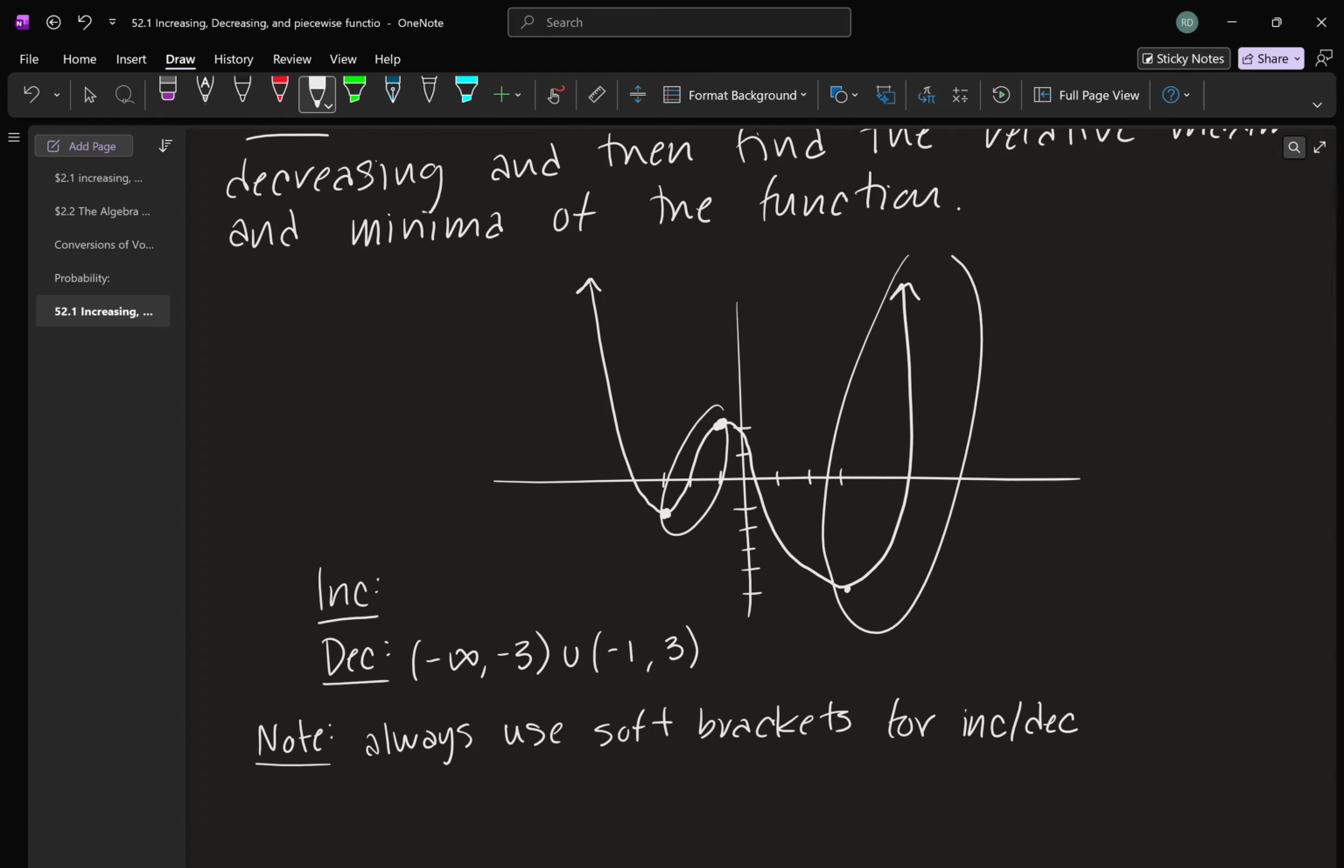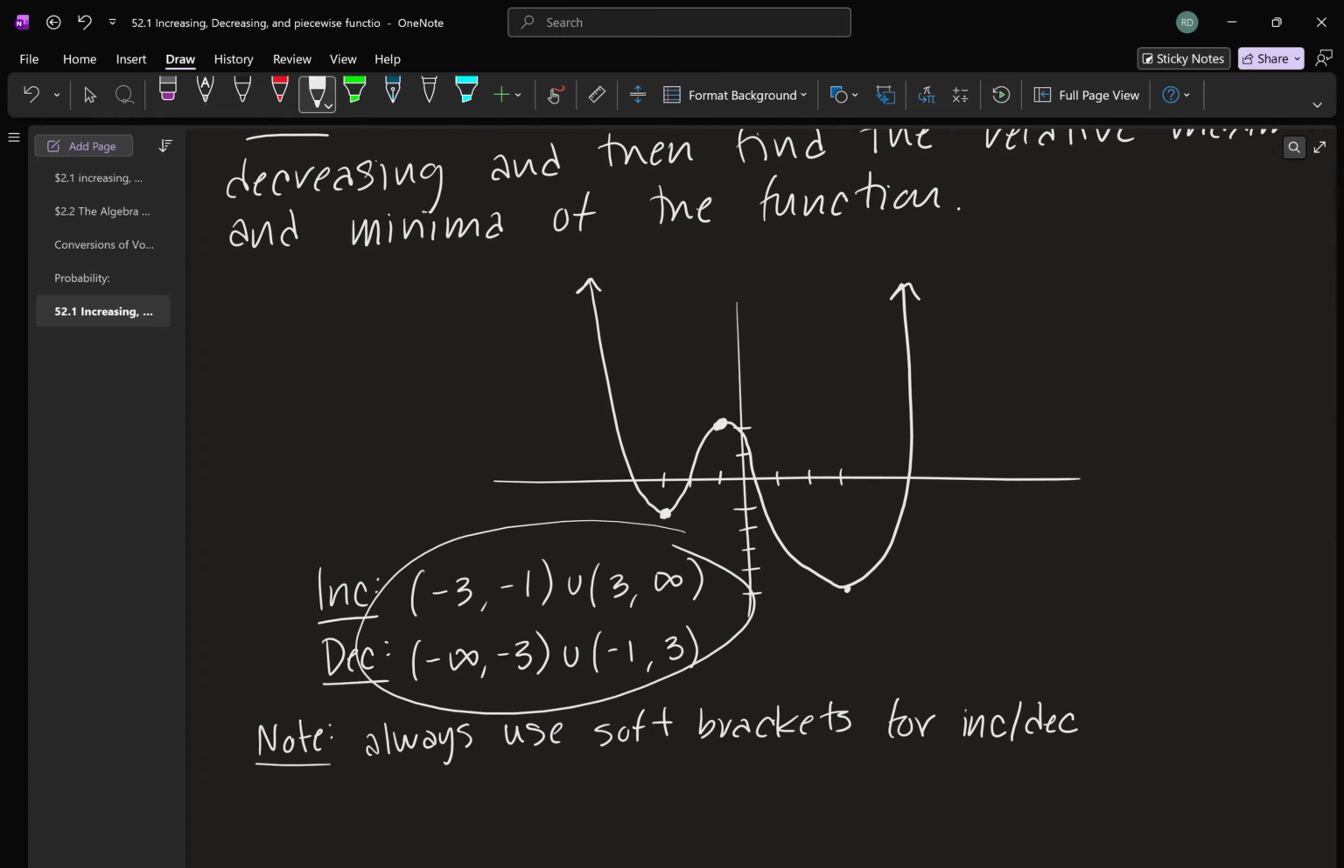And for increasing, we're going to do these two areas. So that's going to be from -3 to -1, union, and then the second area is going to start at 3 and go to infinity. You'll see that if you combine these two together, because we don't have any constant areas here, you're going to get the entire function, the all real numbers here.